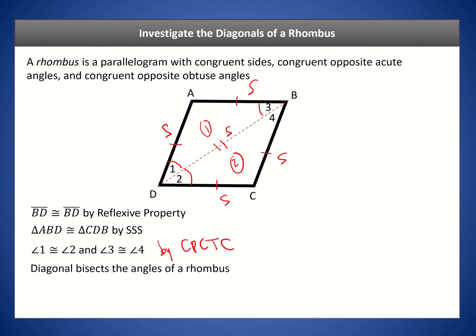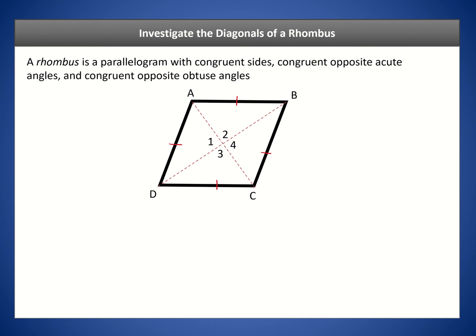Similarly, angle 3 and angle 4 are congruent as well. Therefore, we can determine that the diagonal bisects the angles of a rhombus. And this is actually what we wanted to demonstrate here, this property. Let's demonstrate another property of a rhombus.